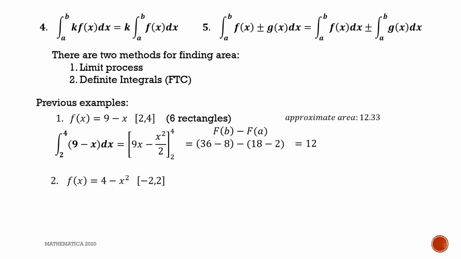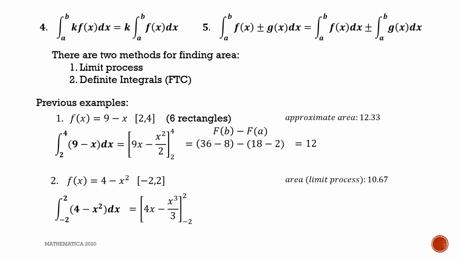Another example that we've also seen in the previous videos is this one, 4 minus x squared between negative 2 and 2. Well, for this one, we also used the limit process, but we left n as n. We didn't choose a number of rectangles. And when we worked it out through the limit process, we found the area to be 10.67. Well, using definite integrals, I set up this type of equation. I get the integral of 4 minus x squared dx between negative 2 and 2.